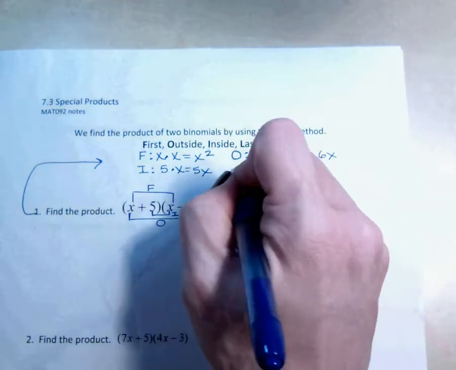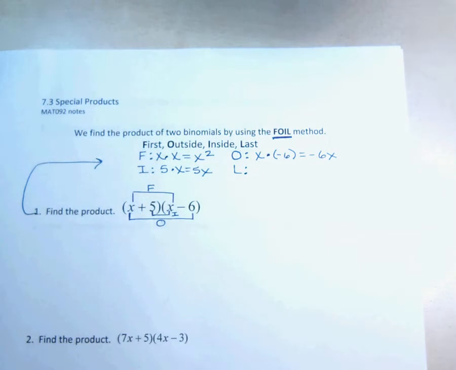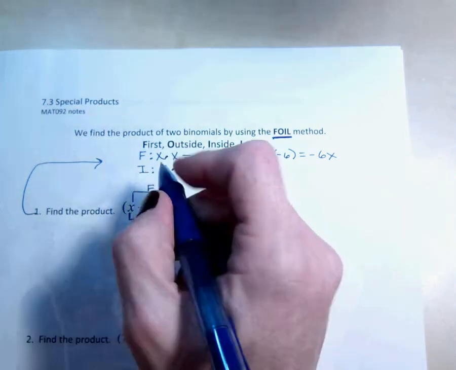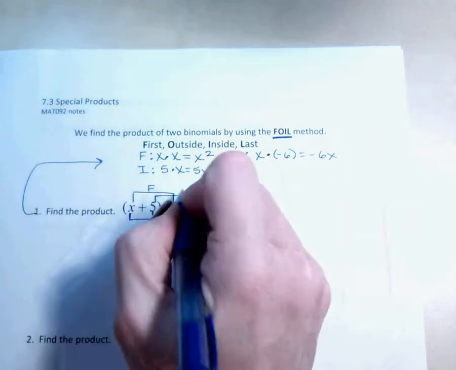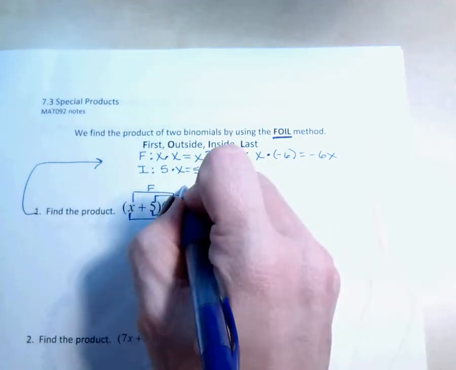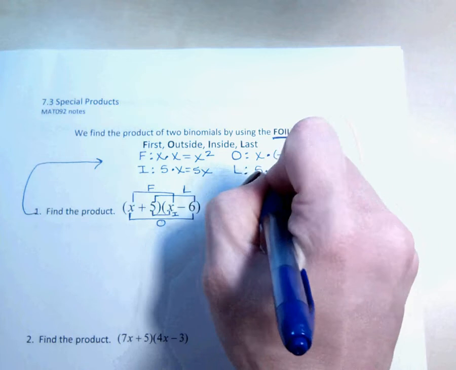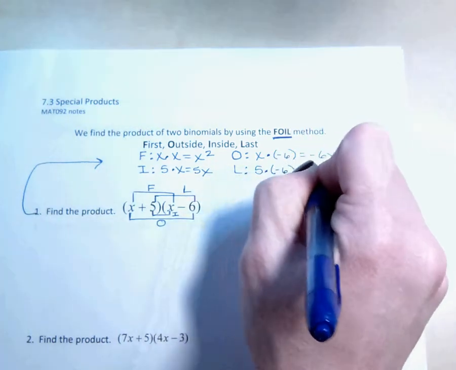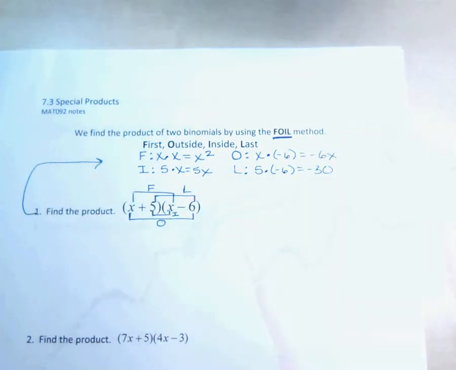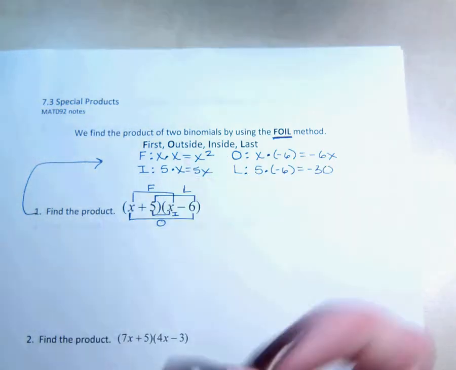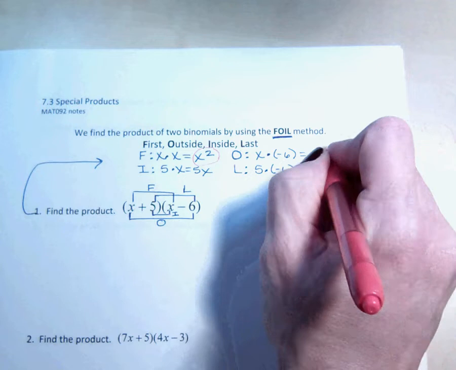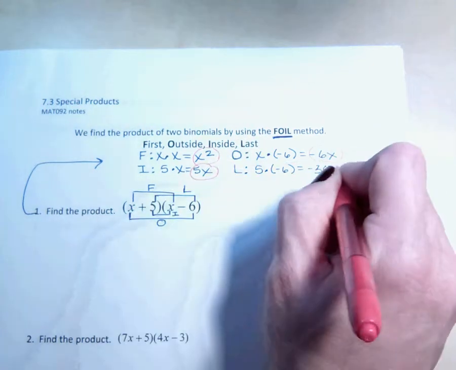And L means the last 2 terms. So now we take the last term of each binomial. So the last term of this binomial is 5. The last term of that binomial is negative 6. So we're doing 5 times negative 6, which is negative 30. So those are our 4 steps. F, O, I, and L.